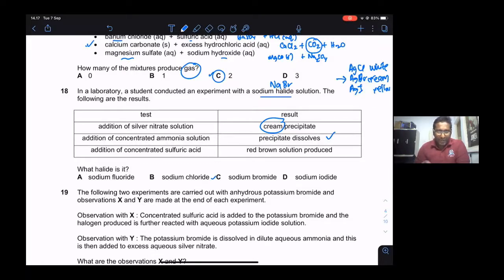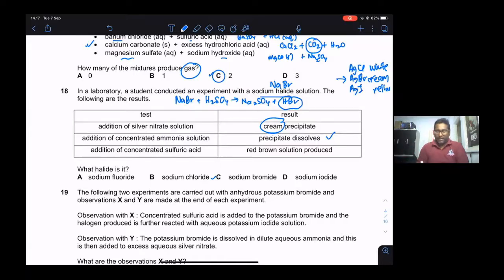Now, addition of concentrated sulfuric acid. I am going to add NaBr to react with H2SO4. So what I am going to get is Na2SO4 and then HBr. But do remember, this HBr does not stay as it is.